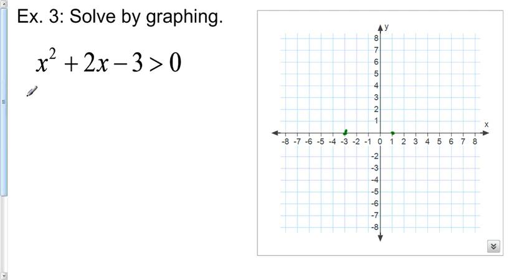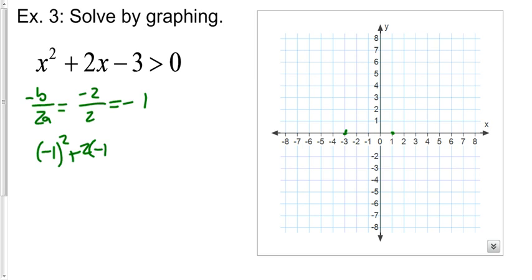And the vertex of this graph, let me quickly find this vertex by hand. We're going to take -b over 2a. So that's -2 over 2, or -1. And then if I plug in -1, I can figure out the y value of my vertex. So I'll get 1 minus 2 minus 3, and that's -4. Okay, so (-1, -4), there's my vertex.